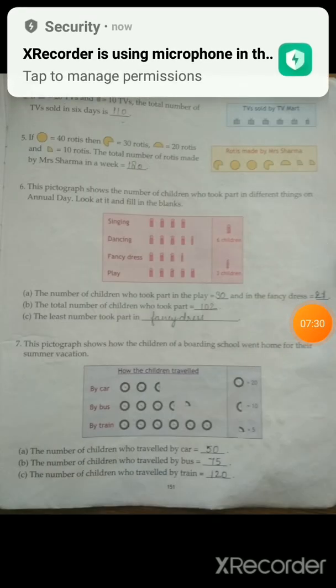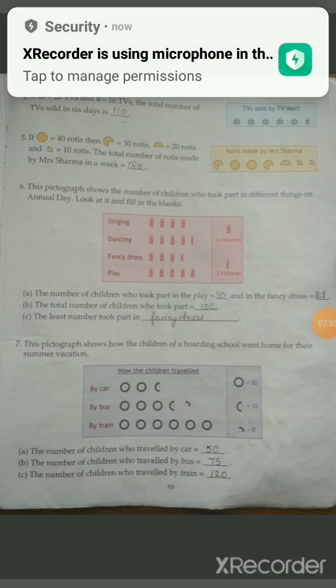I hope you understood this one. Now page number 151.